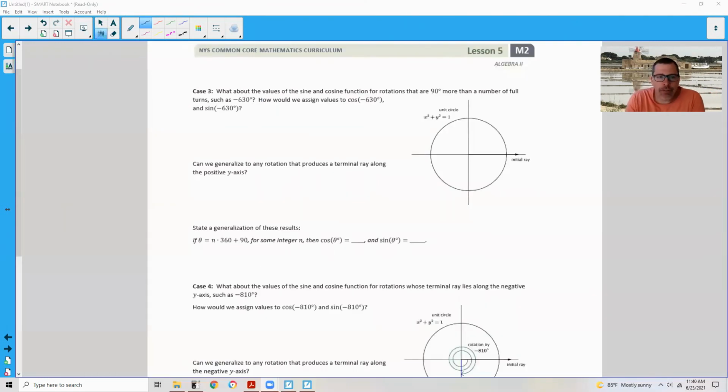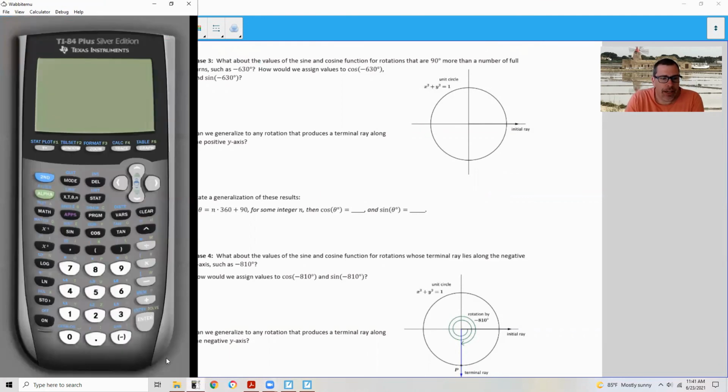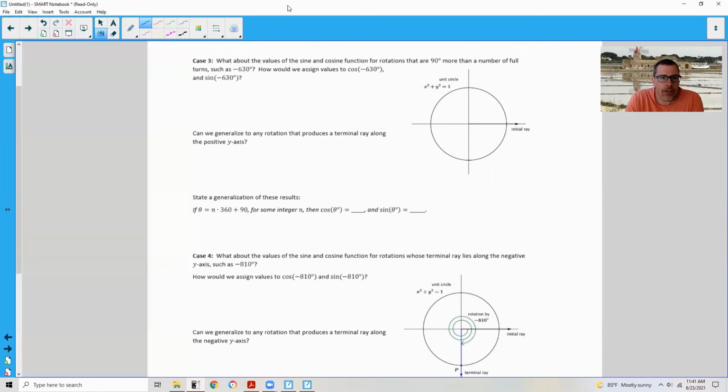Okay, page 5, case 3. What about the values of the sine and cosine function for rotations that are 90 degrees more than the number of full turns, such as 630? So if I go into the calculator here, remember, -630 is a clockwise rotation, but if I take 630 degrees divided by 360, I get 1 3/4 turns.